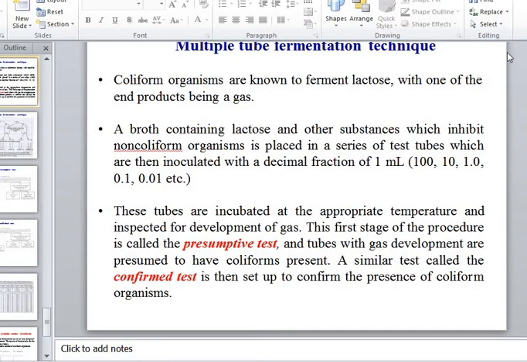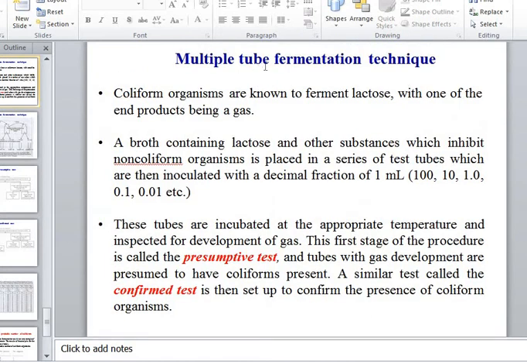Yes, this is the test, multiple tube fermentation technique. This is the test I was talking about. Now we will discuss numericals from this topic. This is a technique through which we can calculate the pathogenic organisms in any water sample. Mostly that is done by the MPN test, most probable number, because it is a probability test.